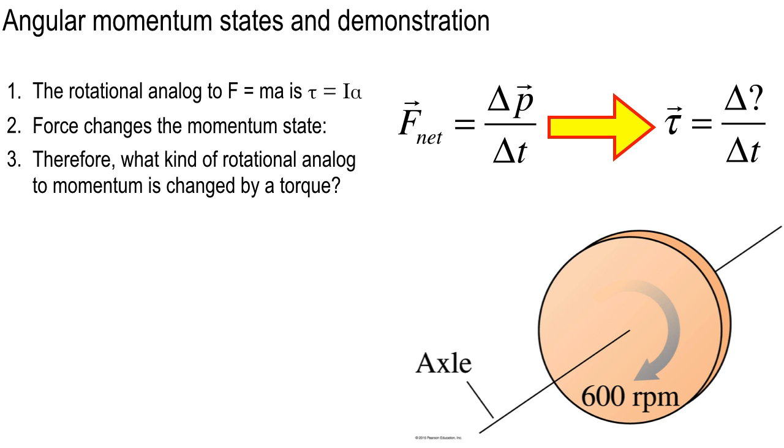Now, the rotational analog to Newton's second law is simply this: the change in the angular momentum with respect to time. The symbol for angular momentum that I use is capital L. Some textbooks use capital S for spin angular momentum, and some use capital J.